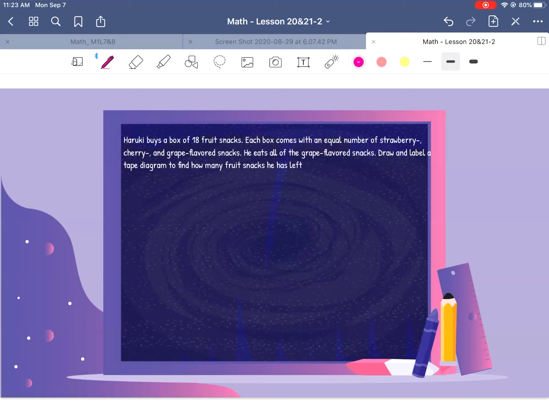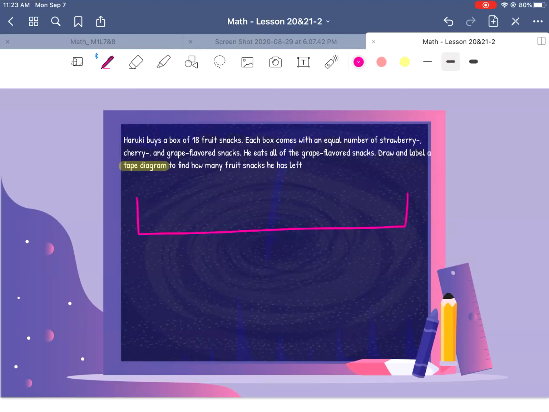Haruki buys a box of 18 fruit snacks. Each box comes with an equal number of strawberry, cherry, and grape flavored snacks. He eats all of the grape flavored snacks. Draw and label a tape diagram to find how many fruit snacks he has left.